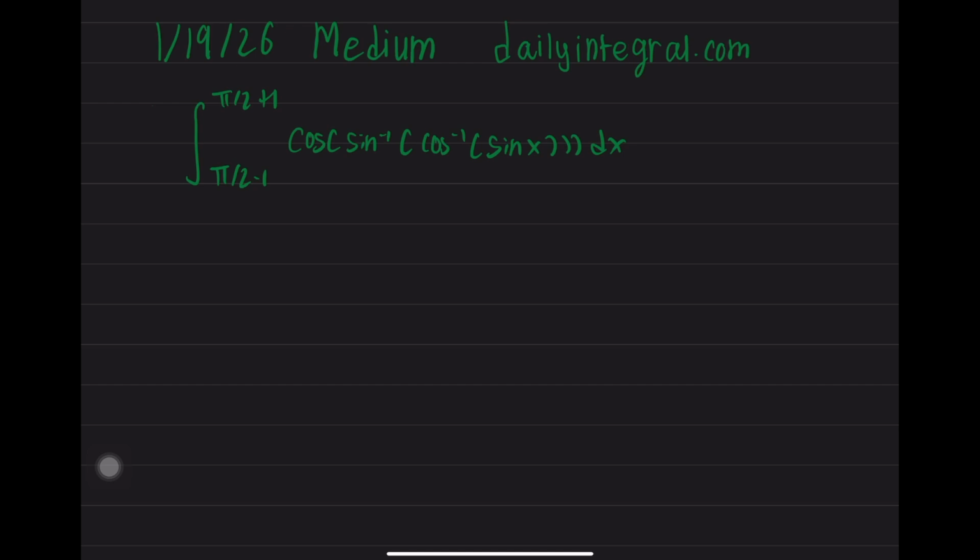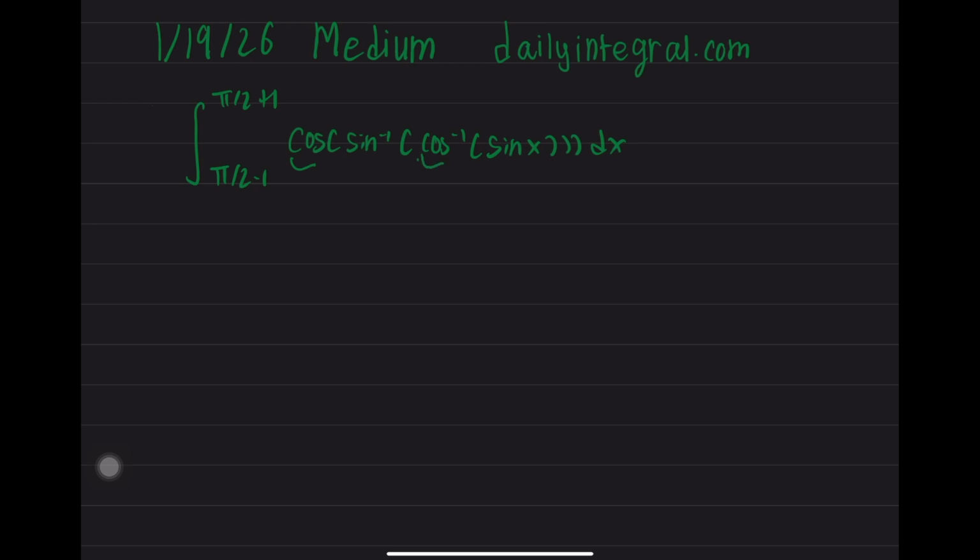So we have a very interesting integral here. We have a cosine, then an arcsine, then an arccosine, then a sine. It's very nested, so let's first try to remove this arccosine.